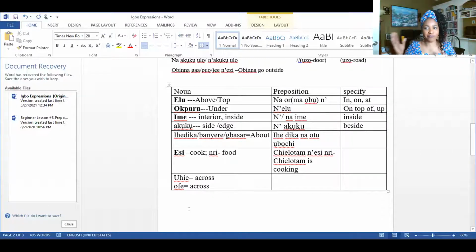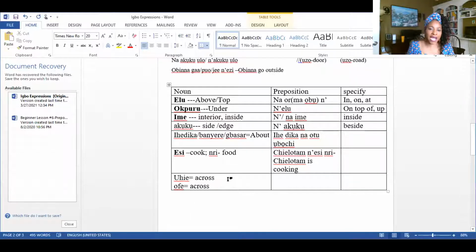Now listen, ofe versus ofe. They're not the same. I know, yes, it's hard. But you can sound it. You can do it. Ofe means across. Ofe means soup. The soup you use, you know, you use soup to eat fufu. Okay, so now ofe is across.